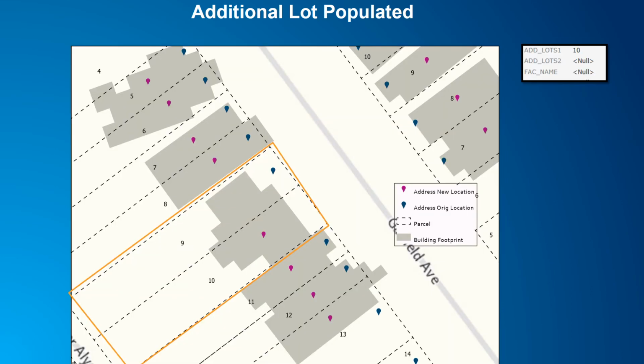In this example, for lot 9, the additional lot is 10. Even though the building footprint intersects with other geometry, we only used additional lot field. For all these examples, we flagged it as additional lot populated and additional lot used.